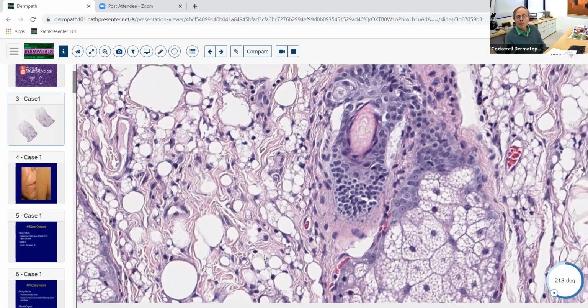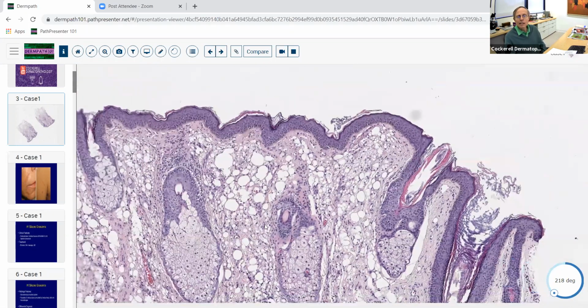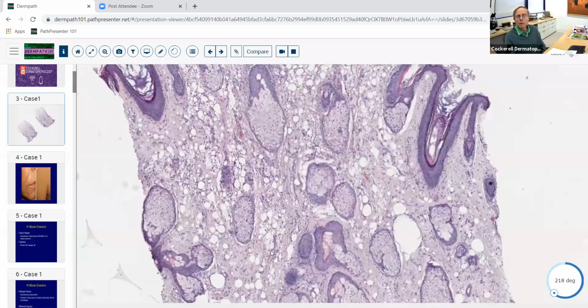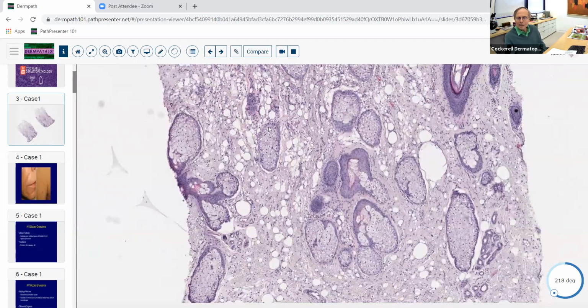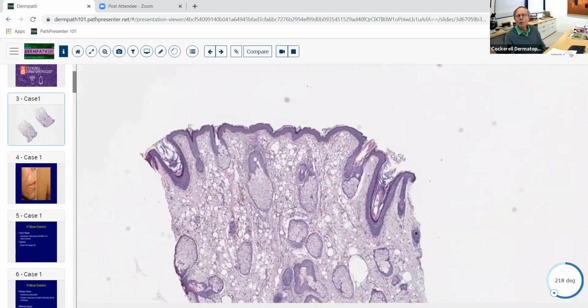So this was something that was injected. And you can see it's been injected relatively superficially in the skin, and it was probably done to try to get rid of wrinkles. Usually that silicone is injected a little deeper. So this might have been a little bit too superficial. Might be why they actually got a reaction to it.